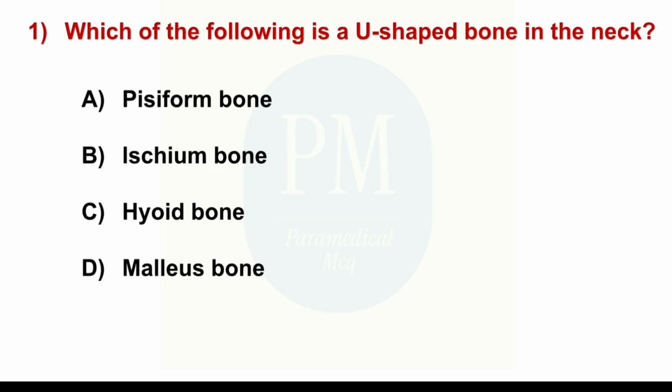Which of the following is a U-shaped bone in the neck? Option A. Pisiform bone. Option B. Ischium bone. Option C. Hyoid bone. Option D. Malleus bone. The correct option is option C. Hyoid bone.